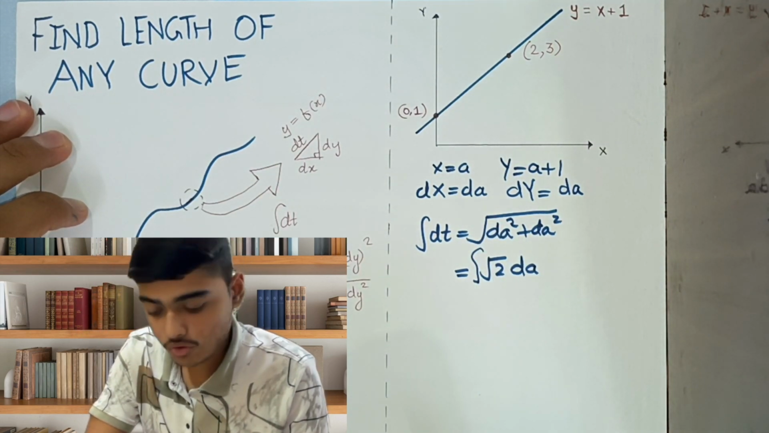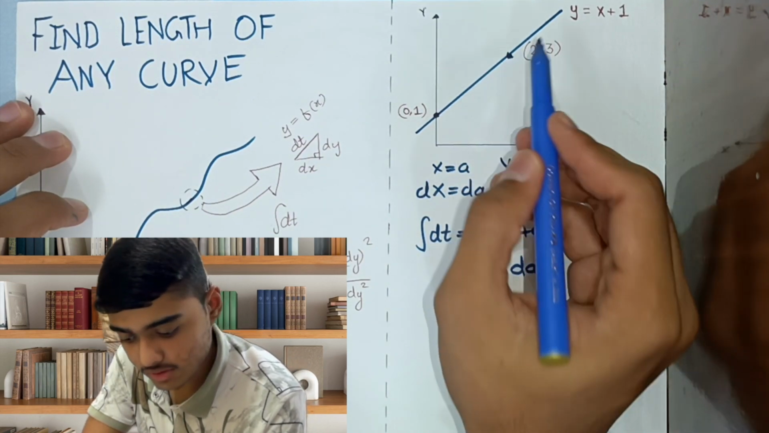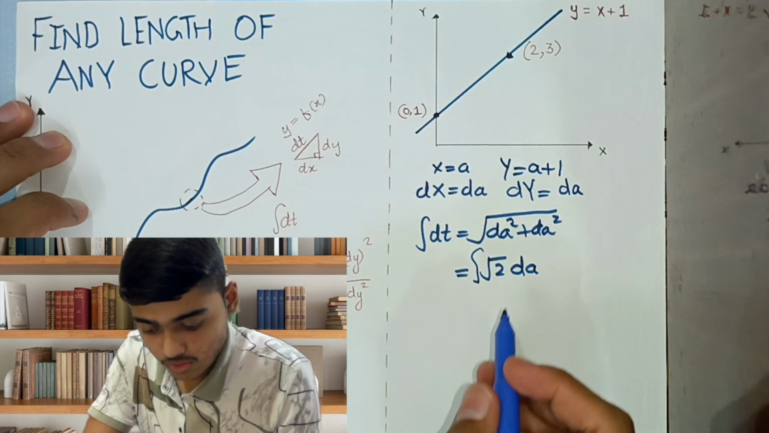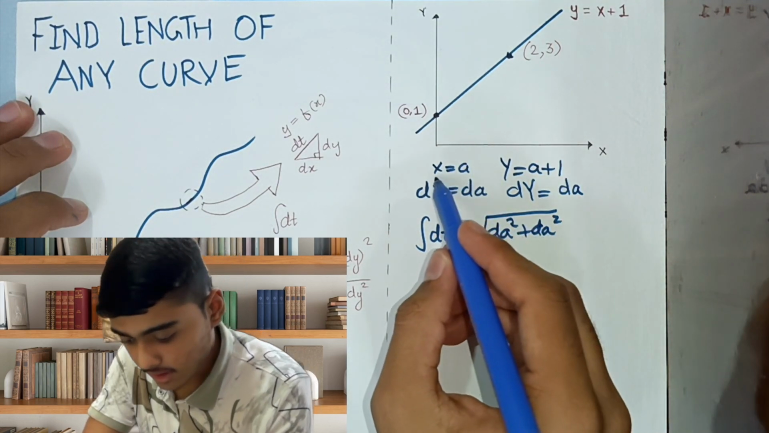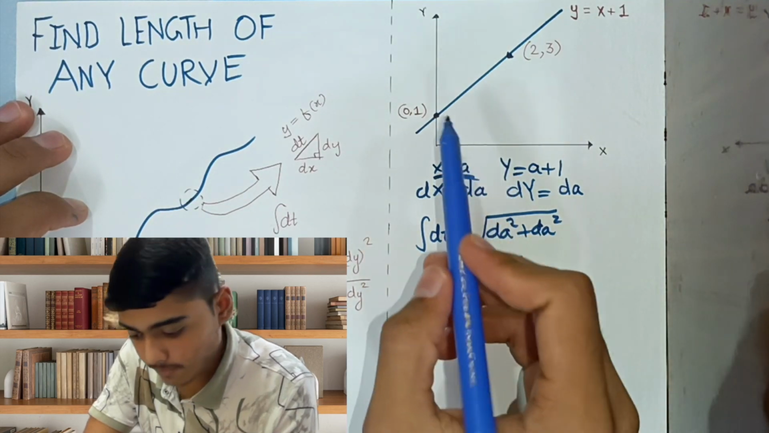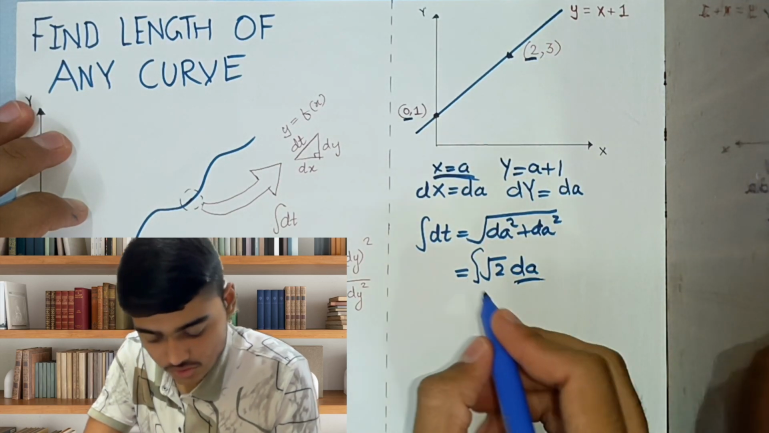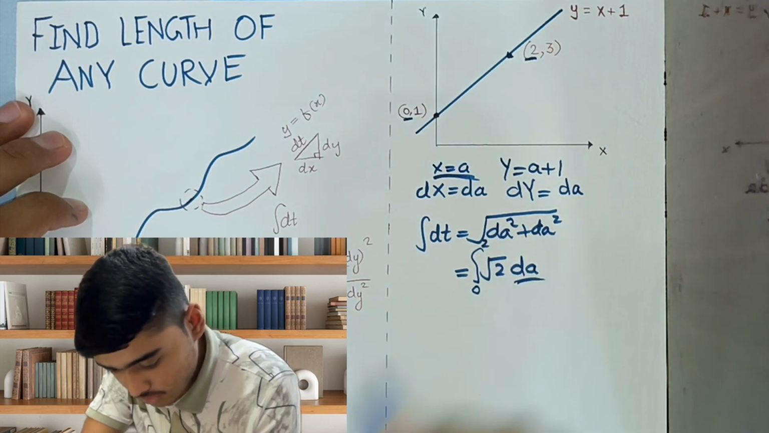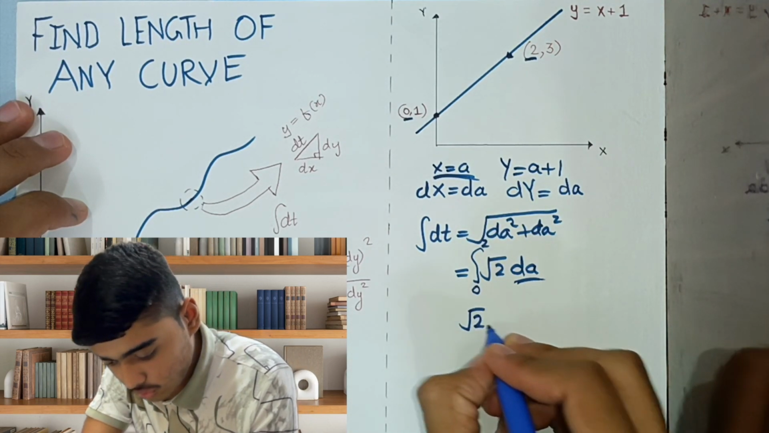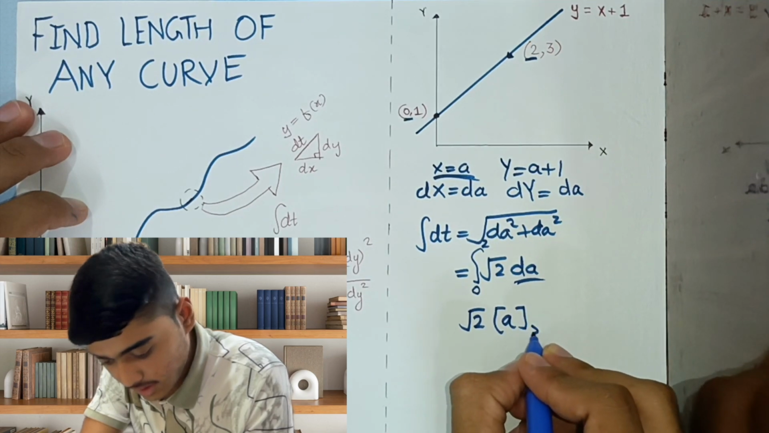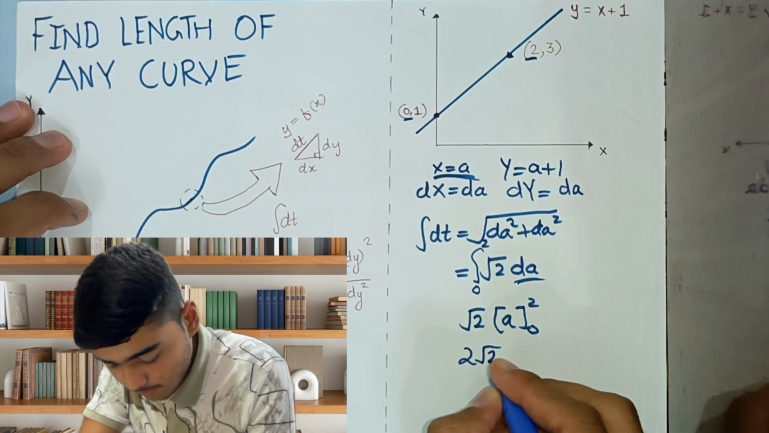Now suppose I want to find the length of this curve from this point to this point. So in this, what is a changing from? a is nothing but x, right? And x is 0 to 2. So I will integrate from 0 to 2. What will it give us? It will give us root 2 times a, and here we'll put the limit from 0 to 2. So we'll get 2 root 2.